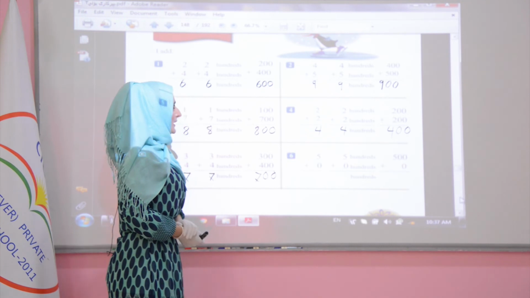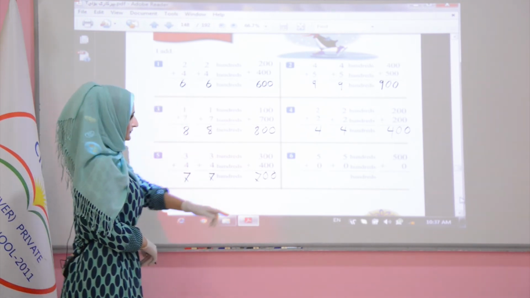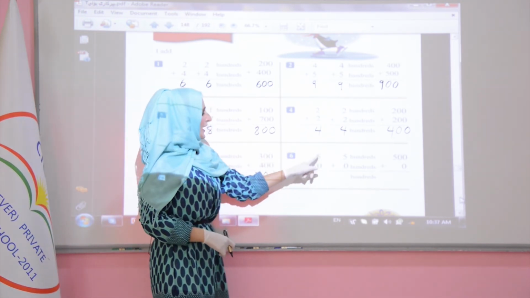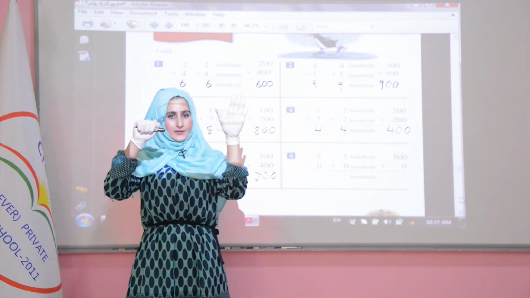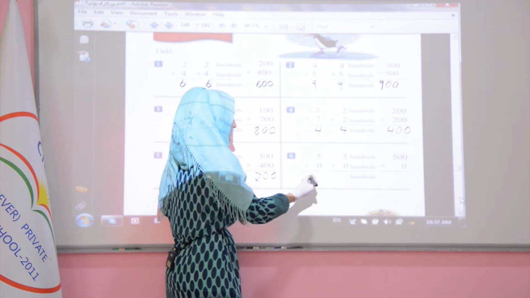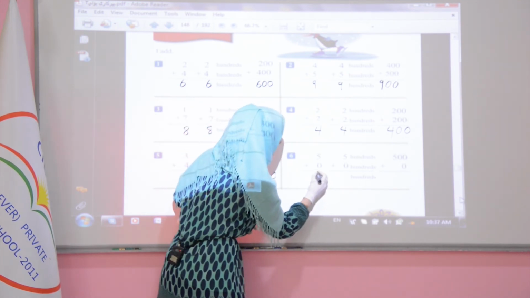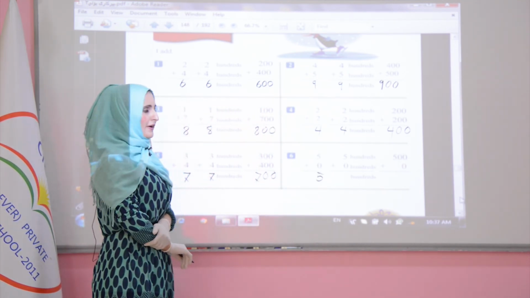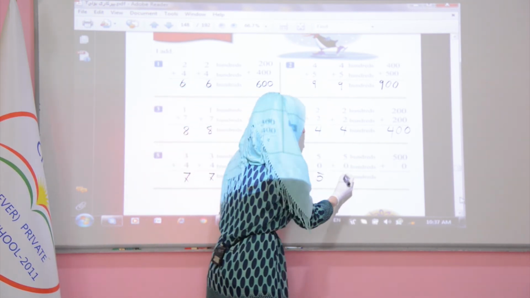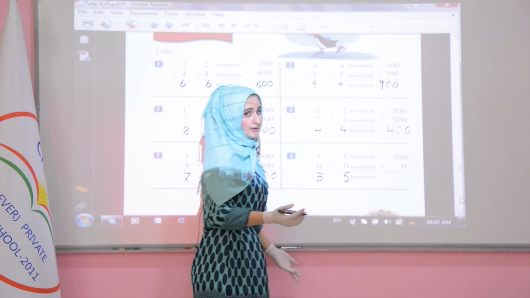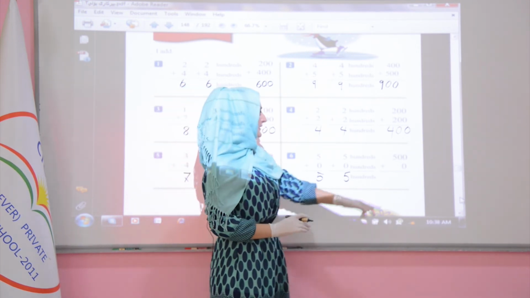Practice 6. 5 plus 0 equals to what? We have 5 plus 0 equal to 5. This example is so easy, equal to 5. 500s plus 0s equal to 500s. We have 500s plus 0 equal to 500s.